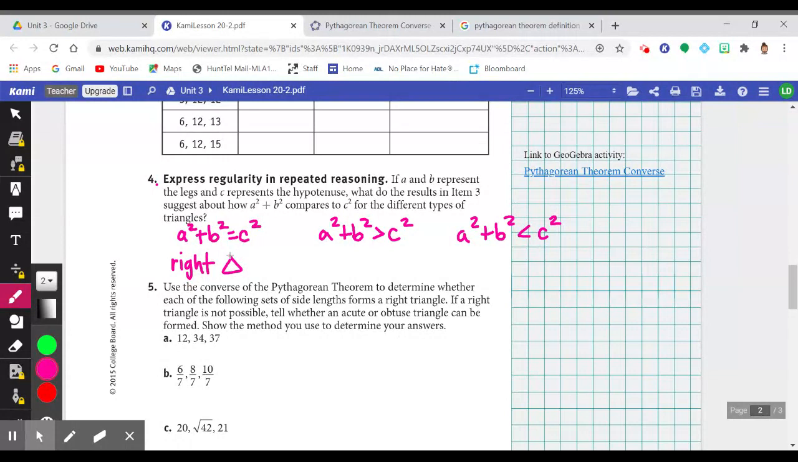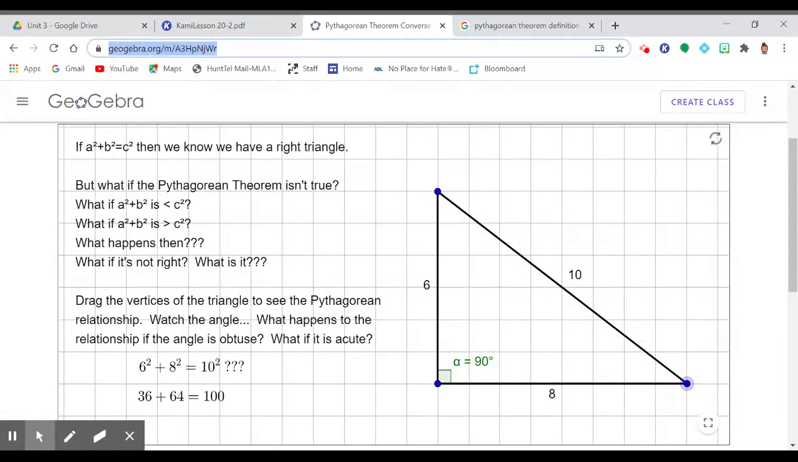So what we're going to explore using the GeoGebra activity is what happens when the sum of these squares is greater than the hypotenuse squared, and what happens when the sum of the squares is less than the hypotenuse squared. You can click on the link, but I already have it pulled up here. So notice exactly what I said: if a squared plus b squared equals c squared, then we know we have a right triangle.